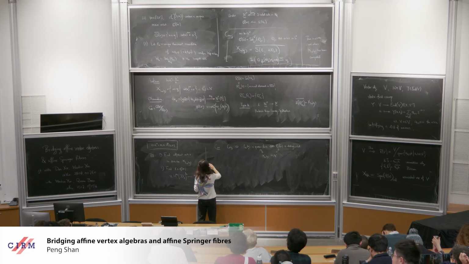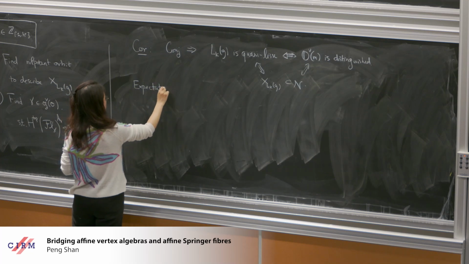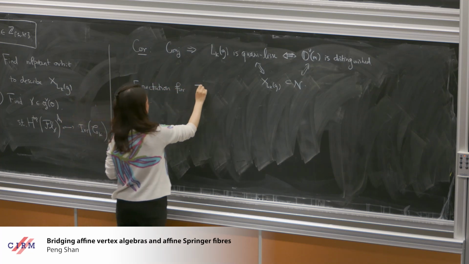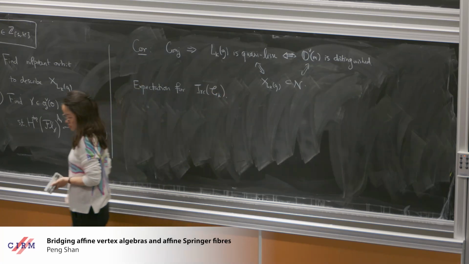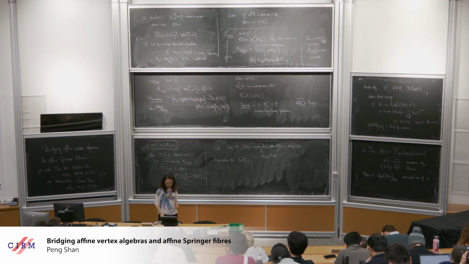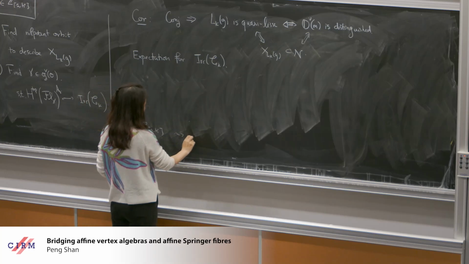Then I just want to explain some speculations or expectations for the classification of irreducible representations. Some of this is being written down, but it hasn't appeared online yet. So let's see what we have done. We started from some m in this interval, and then we attached some orbit O check of m.